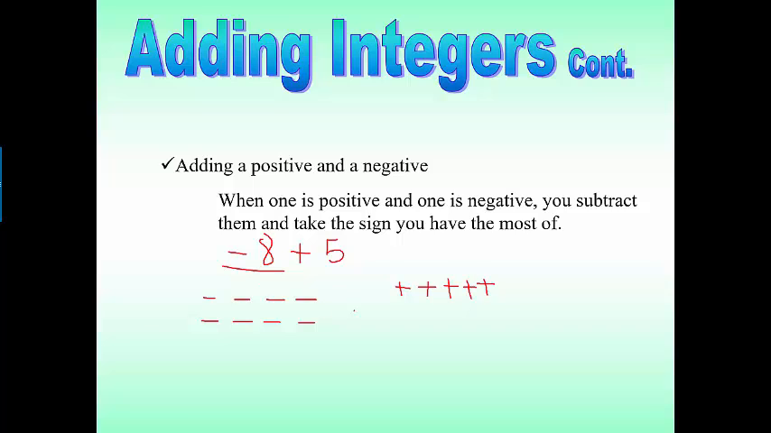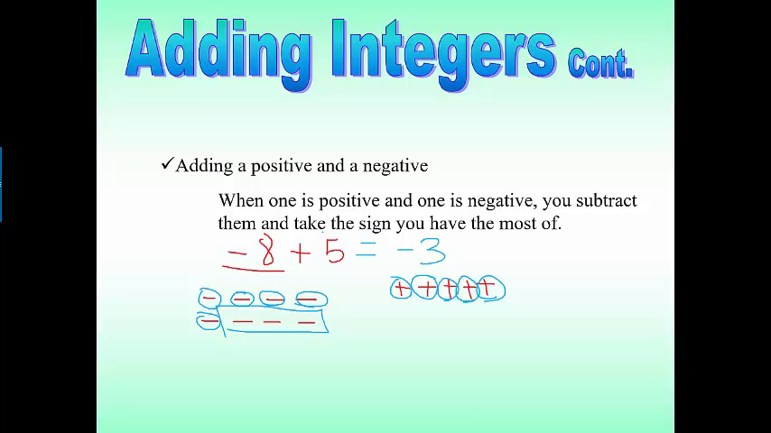So if I have 8 negatives and 5 positives, that means that this and this cancel out. This and this cancel out. This cancels out. This cancels out. This and this cancels out. So what are you left with? 3 negatives.